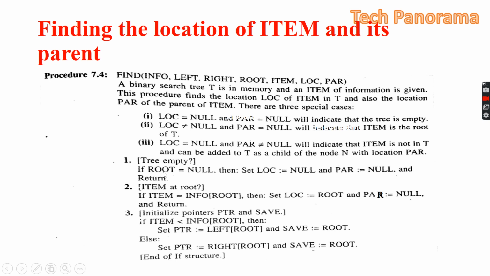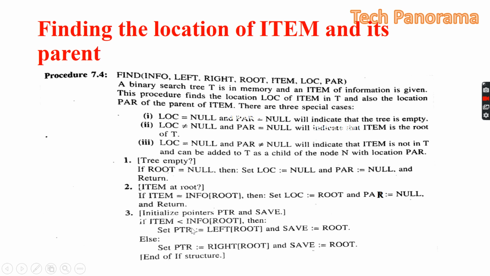So first we will check whether the tree is empty or not. If the tree is empty, meaning the root is null, then we set location equal to null and parent equal to null, and return from this procedure. Otherwise we go to step number 2, where we check the item against the root. If the item equals info of root, then we set location equal to root and parent equal to null, because the root's parent does not exist, and then we return from this procedure. But if the tree is not empty and the item is not in the root, then we proceed to the left or right, depending on the item that we are going to find.